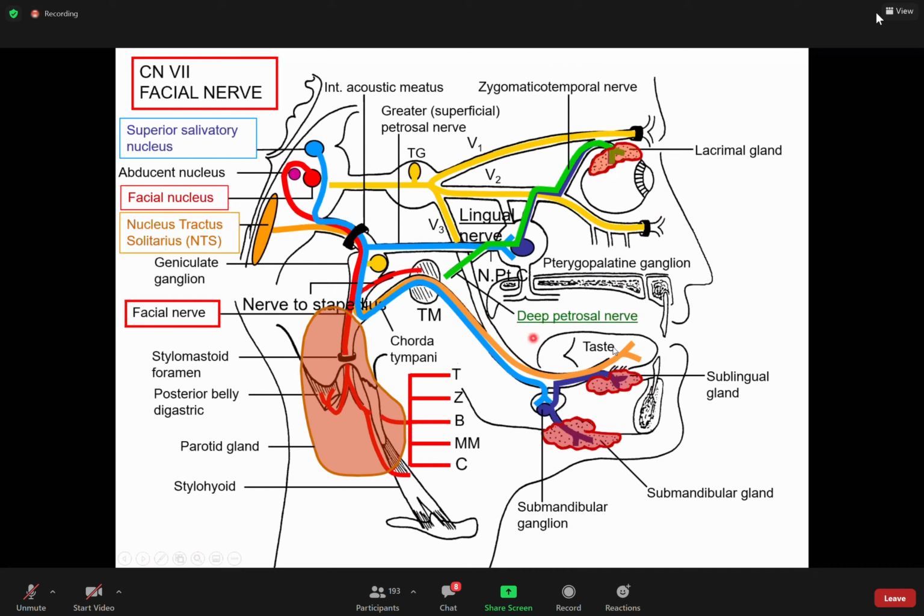You have the sensory supply from the taste sensation from the anterior two-thirds of the tongue, and you have the motor supply to the muscles of facial expression and the stapedius muscle, which is inside the ear, which is being supplied by the facial nerve.